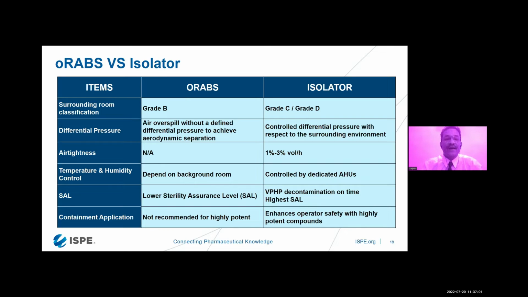In case of air tightness, you cannot have air tightness in ORAPs. But in case of an isolator, you can have 1 to 3% volume per hour leak rate, which you can define and which you can even confirm and validate before the start of the operation. The temperature and humidity in case of ORAPs is going to be dependent on your background area.